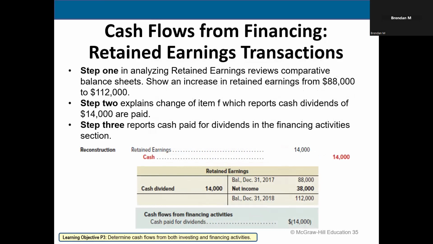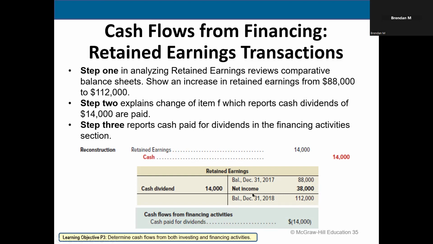Cash flow from financing: retained earnings. We really have to look at the net income and the retained earnings. We're going to see that the retained earnings went from 88 to 112. That's a difference of $24,000. Step 2 explains the change of item F, which reports cash dividends of 14. We debited retained earnings, right? For all dividends, we know we debit retained earnings, and we credited cash. That's a negative cash flow.